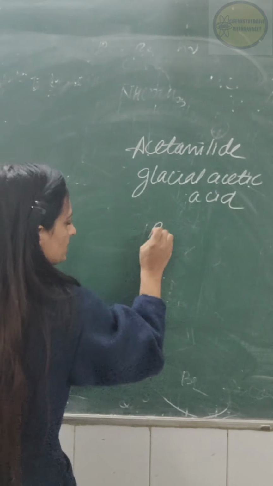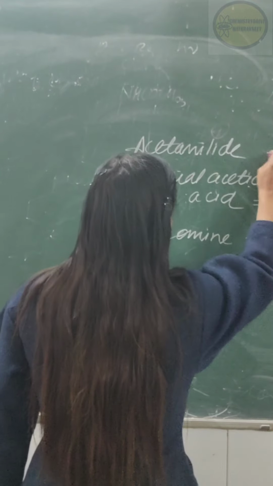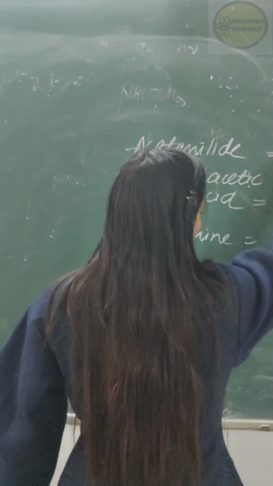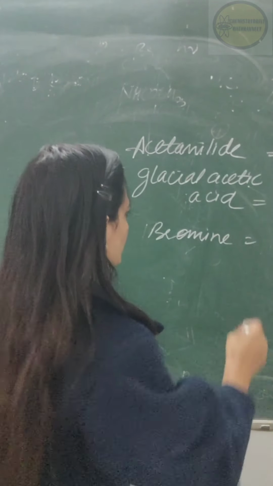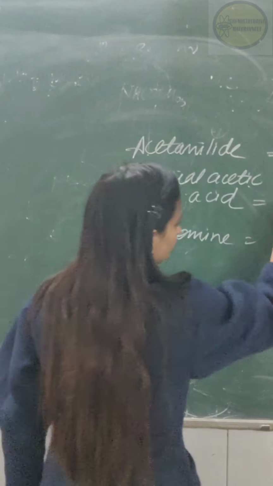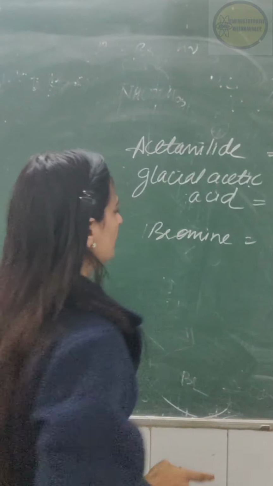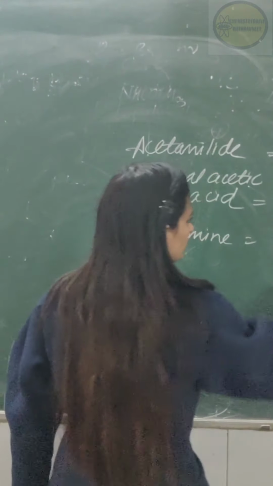And the third one is bromine. So for this preparation, I am taking about 2.5 gram of acetanilide, and the glacial acetic acid I have taken in total is about 12.5 ml, and bromine that I have taken is only 1 ml.